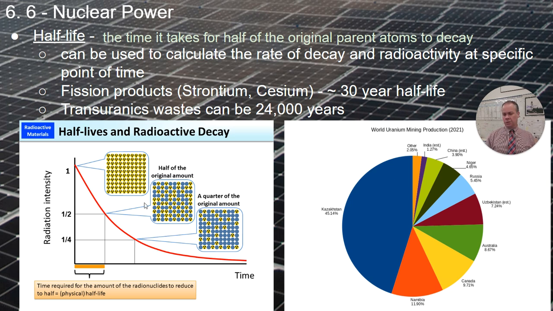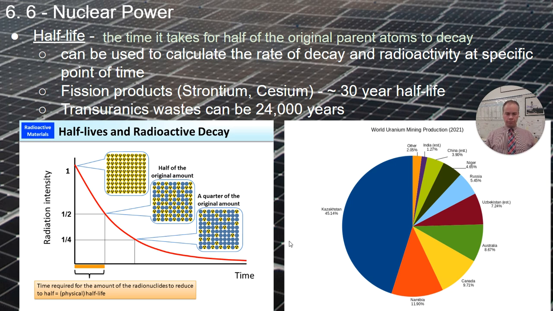So what we see here is just sort of a depiction, that if we have a radioactive element here, and 100% of it is this radioactive isotope. After a single half-life, only about half of those atoms will remain as the original element. And then after another half-life, there will be just a quarter. And after another half-life, there will be an eighth, and so forth. And so that's what half-life is.